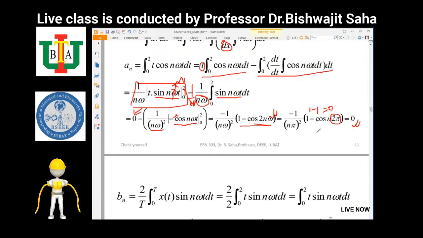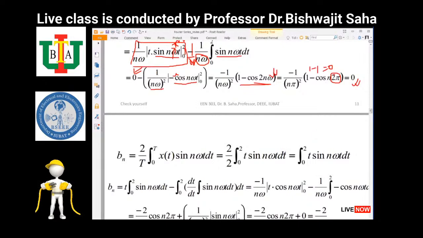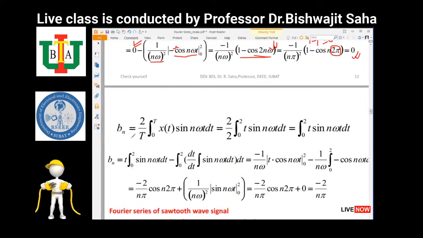Okay. Now our third coefficient, bn, we need to find. Bn equals 2 over T, integral from 0 to T, x of t sine n omega t dt. And again we put the T value. So 2 over 2, 0 to 2, t sine n omega t dt. So simply we have 0 to 2 t sine n omega t dt.